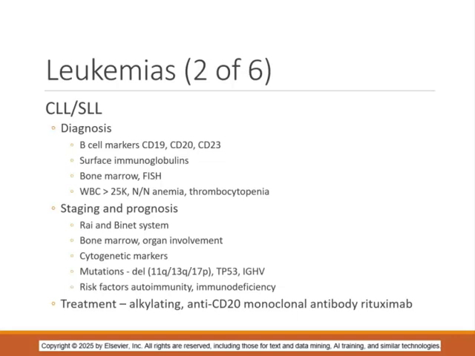The mutations that we could possibly see, and I have a few of them listed there. Any risk factors? Do they have some kind of immunodeficiency? Do they have autoimmunity? But they're all basically treated with some alkylating chemo reagent or an anti-CD20 monoclonal antibody, which is rituximab, which is a common drug that's used.